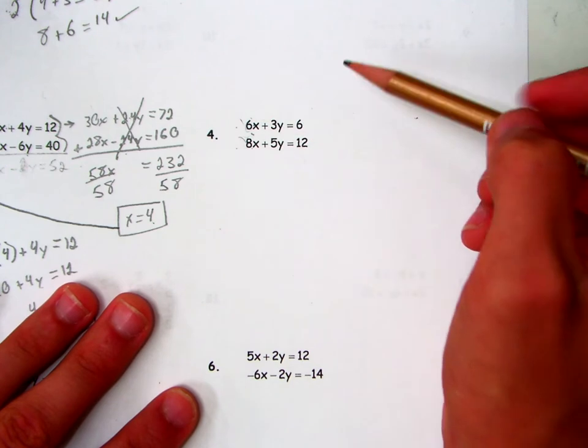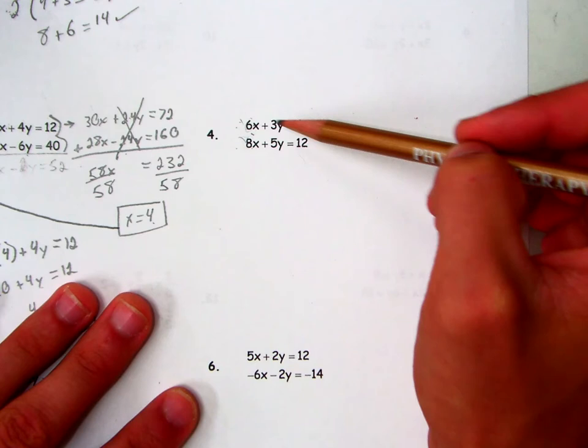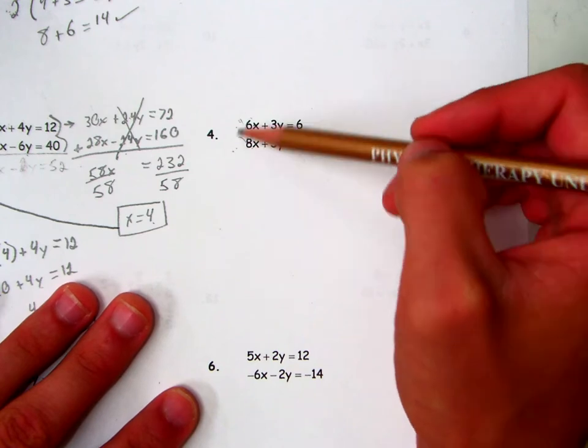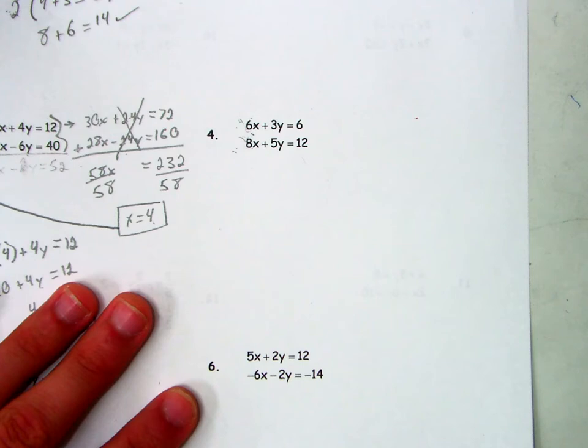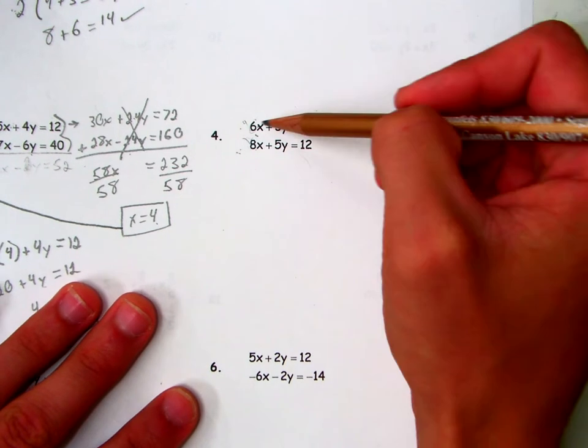If I wanted to get rid of the y's, I would multiply by 5 on top and negative 3 on bottom. Or negative 5 on top, positive 3 on bottom. It doesn't really matter which one's negative or which one's positive, as long as one is negative and one is positive. So when you add them, they cancel. So let's go ahead and try that now.